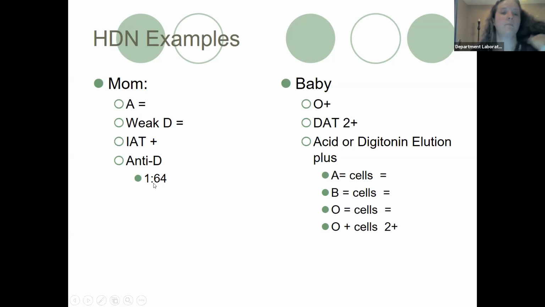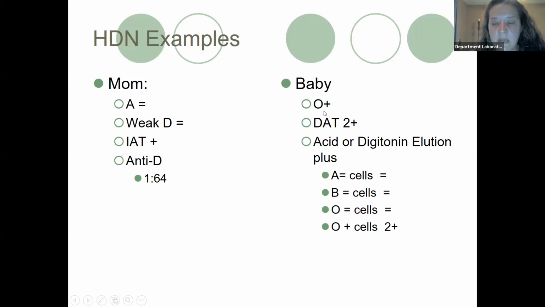All right. And in the next lecture, we're going to talk about the presence of anti-D in a mom and whether or not to give RhoGAM. If you have a titer that is higher than 1 to 8, it is really considered true anti-D, and it is considered clinically significant in mom. And we'll talk about that in the next lecture. So mom has an anti-D titer of 1 to 64. All right, baby is O positive.